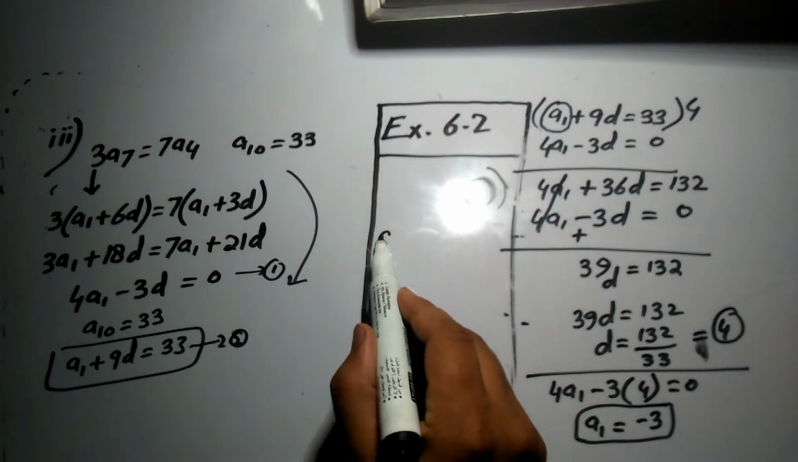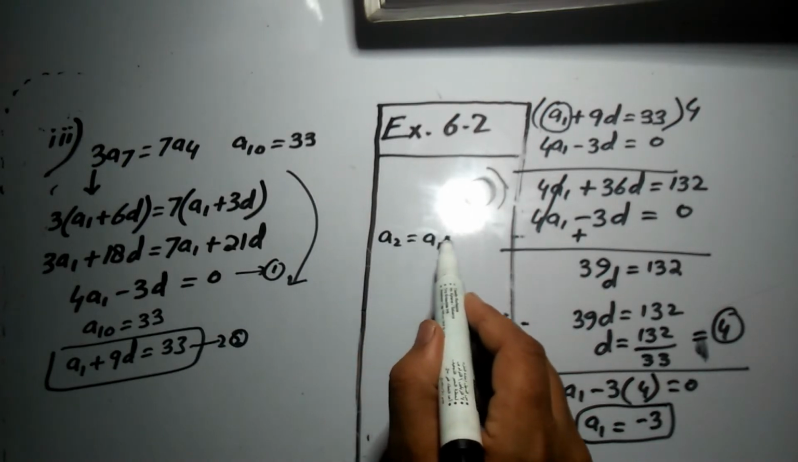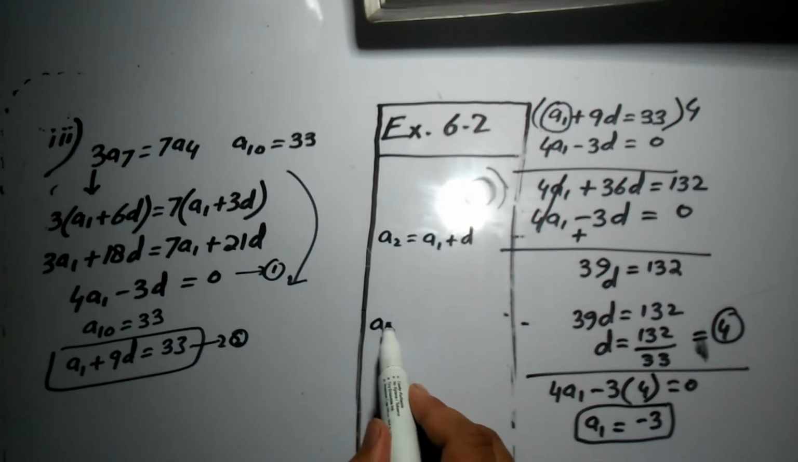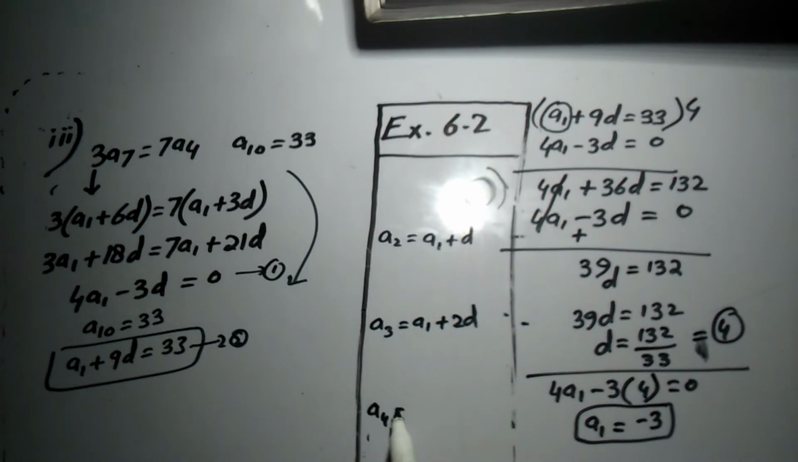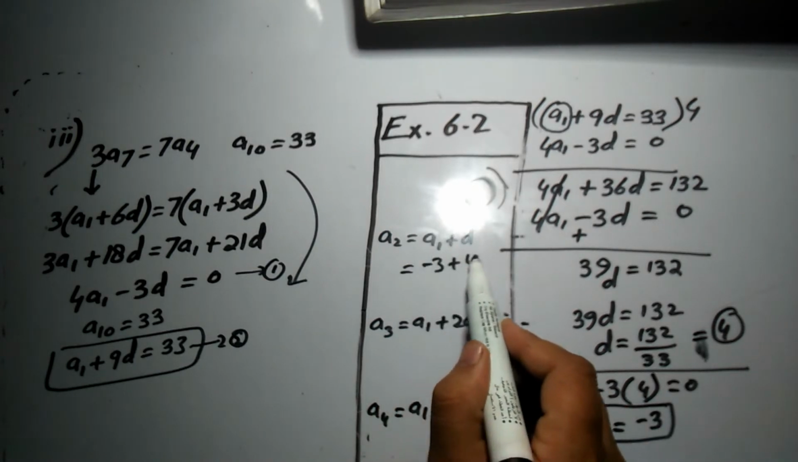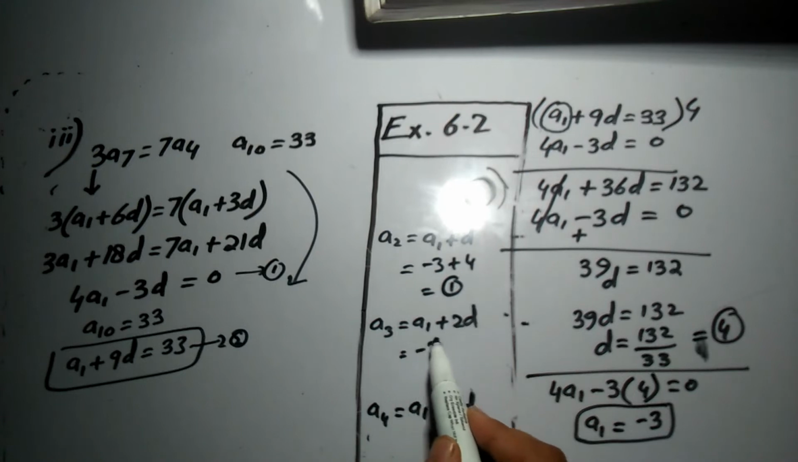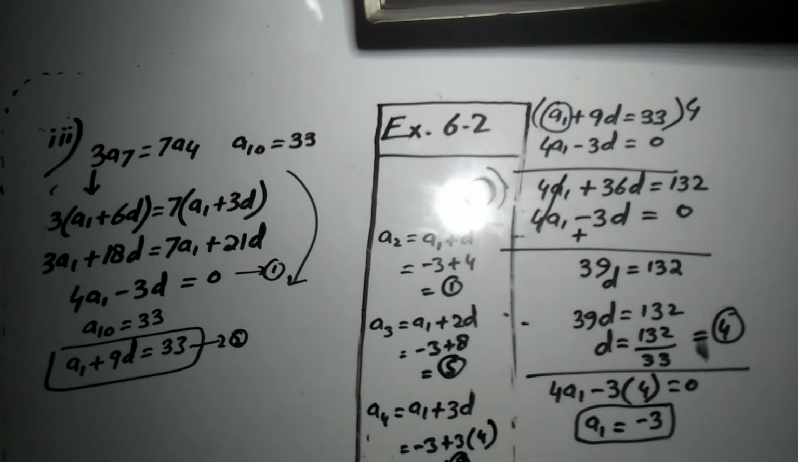So our a2 will be equal to a1 plus d, and a3 will be equal to a1 plus 2d. a4 will be equal to a1 plus 3d. So a1 is equal to minus 3, plus 4 will be equal to 1, minus 3 plus 8 will be equal to 5, minus 3 plus 3 4s is 12, so plus 9. So this is our arithmetic sequence.